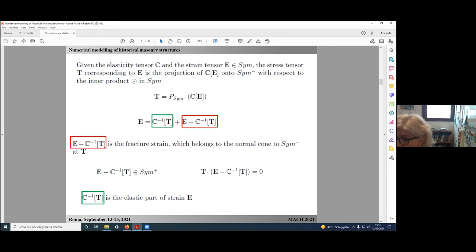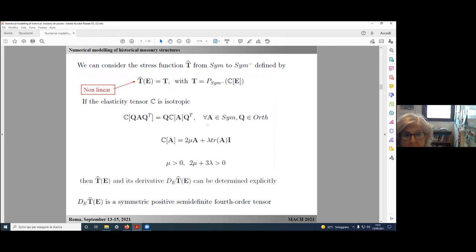So, it is possible in this way to consider the stress function and also its derivative. So we consider the stress function T hat of E, and its derivative with respect to the strain. And this derivative can be used for the numerical solution of the equilibrium problem.